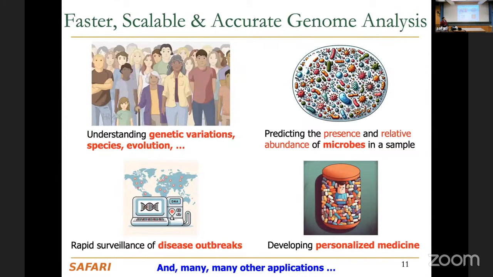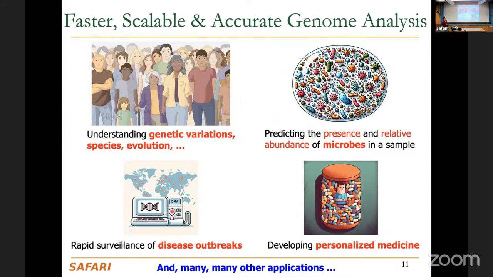So today we really essentially need faster, scalable, and accurate genome analysis for many reasons. For example, such a genome analysis can be important for understanding genetic variations in the population, right? It can be important to understand the species evolution, understanding the important diseases, etc. So doing such a genome analysis is really crucial for these purposes.